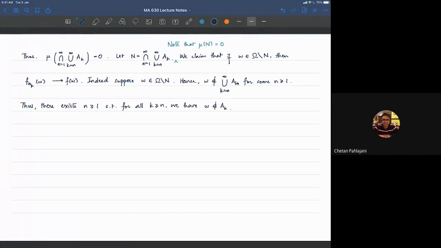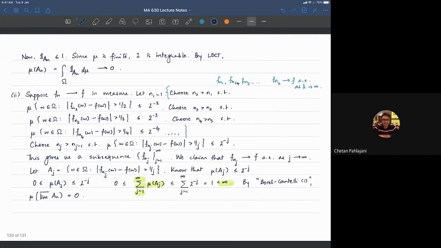So thus, for every k greater than or equal to n, we have, so omega is not an A_k. Okay, so if omega is not an A_k, that means this condition should be violated. In other words, this condition should be replaced by less than or equal to.